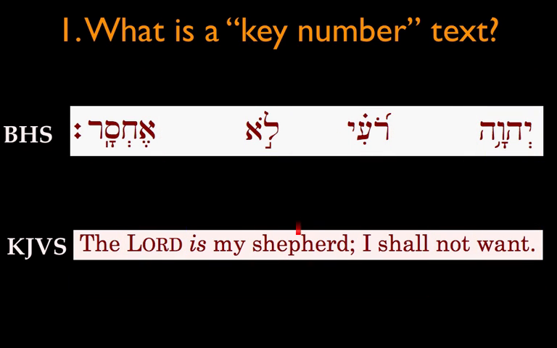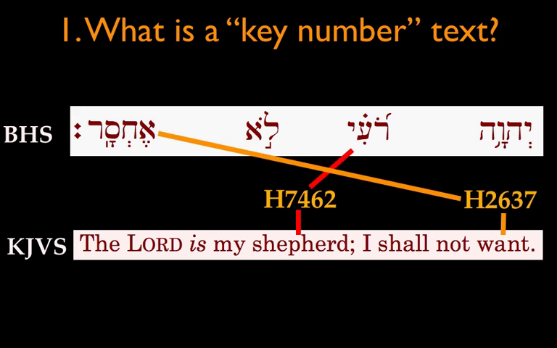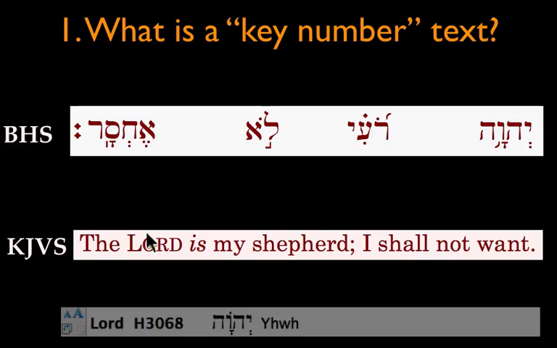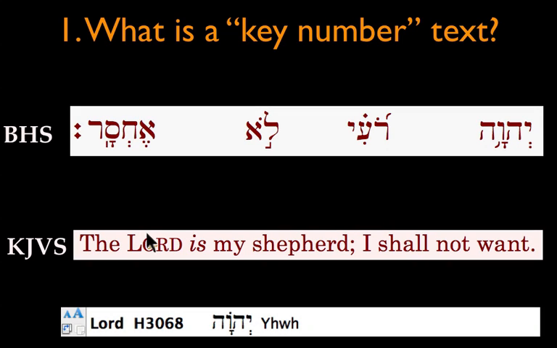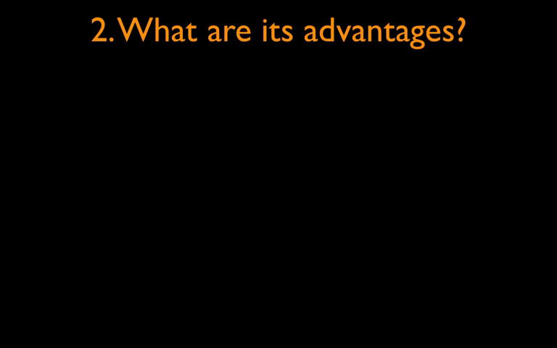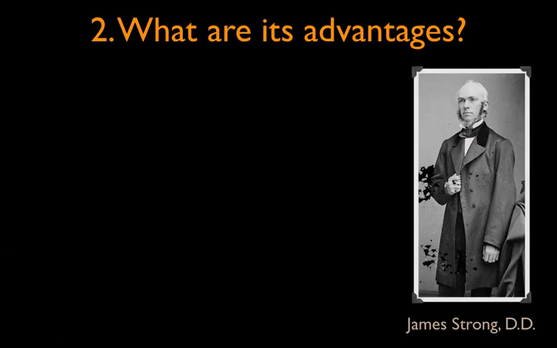So, H7462 always points to Ra'ah wherever it occurs in the verse, while H2637 always refers to Kaser. These numbers are normally invisible, but Accordance users can see them in the Instant Details box anytime their cursor hovers over a word in a key number text. This system was designed by James Strong, author of the Strong's Concordance.